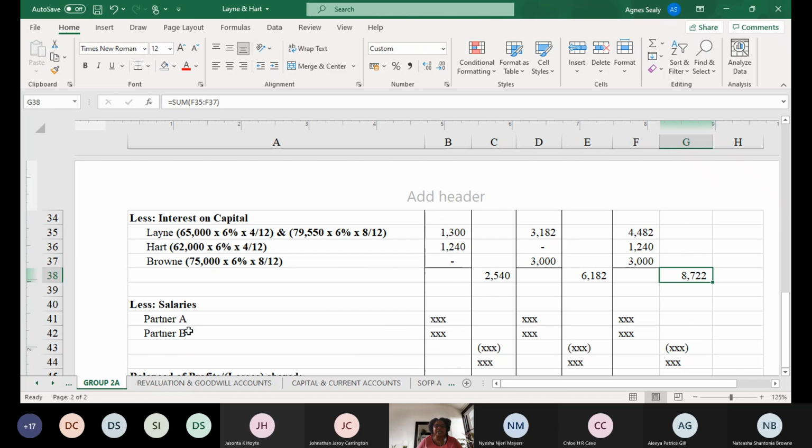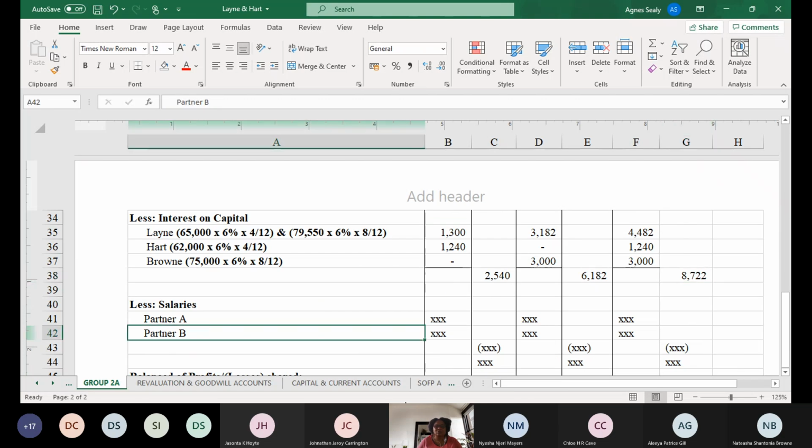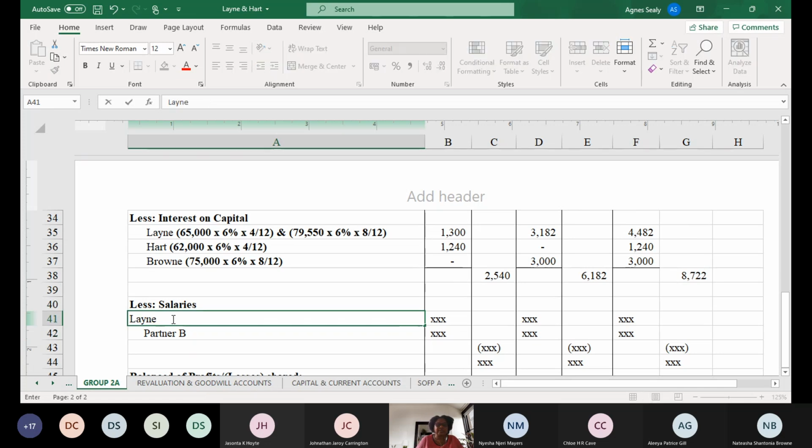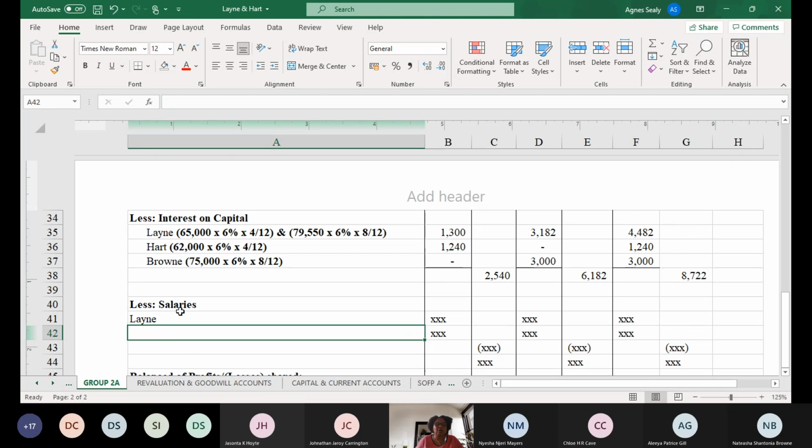So let's look at the salaries. We would have stated when we were looking at the question that the only person entitled to a salary is Layne. Layne is the only person that is entitled to a salary. No other person is getting any salary. So only Layne is entitled to salary, and that's under the new agreement.